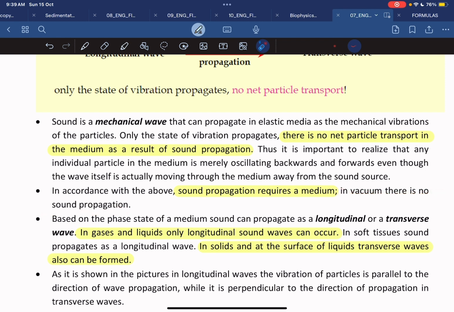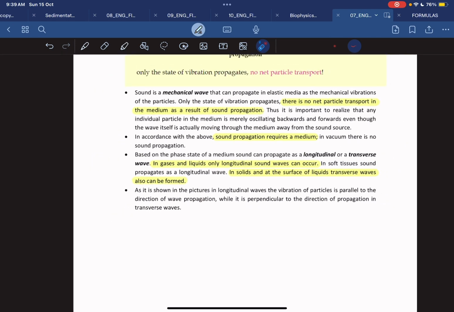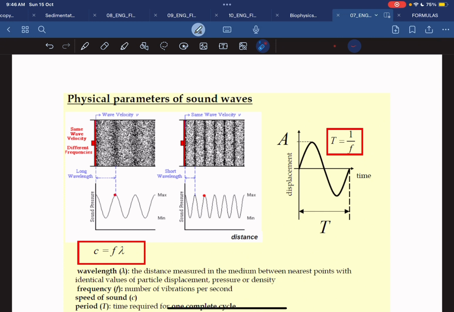It's cool, and this scream, even in space, if you scream, nobody's going to hear you because there's no propagation of materials or particles. In gases and liquids only, we did this. Yeah, okay, fine. So let's start with the physical parameters of sound waves.